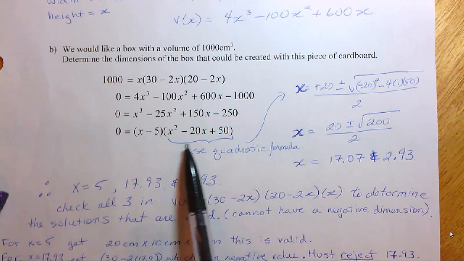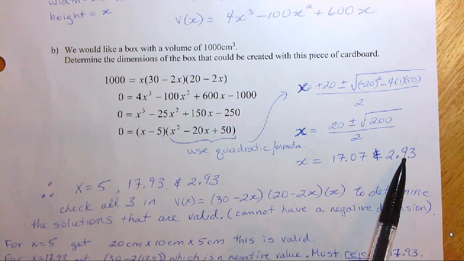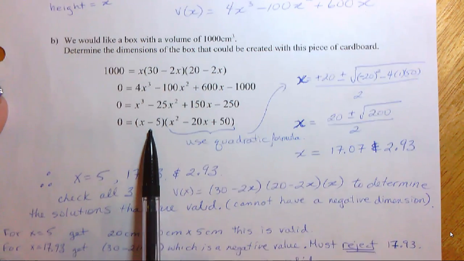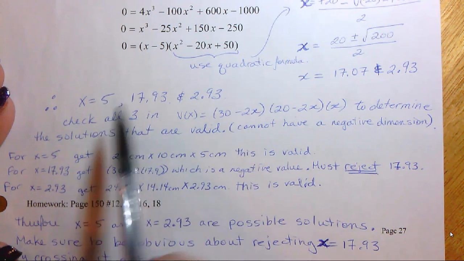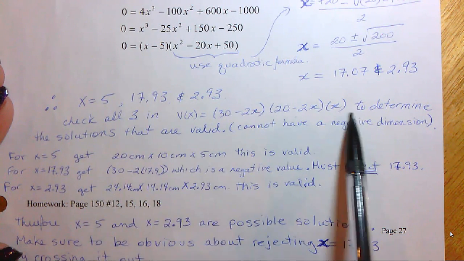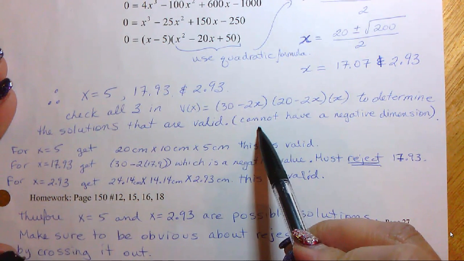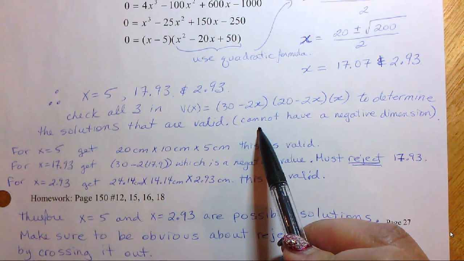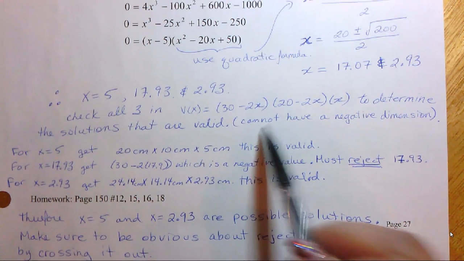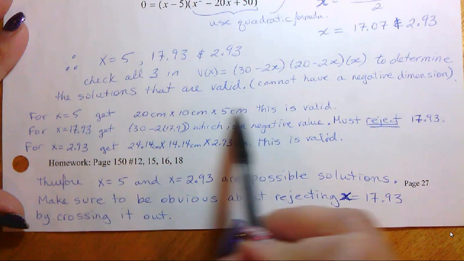We're going to use the quadratic formula for this part, and we end up getting these two values for X here, and we also get a value of X equals 5. Now, so we have three values that are possible. We want to check all of these three in our polynomial to determine the solutions that are valid. And we have to make sure that we eliminate anything that is not a legitimate solution, anything that's like a negative dimension.